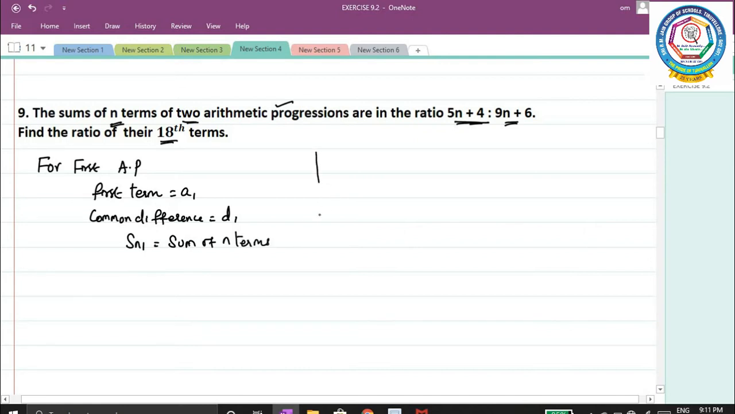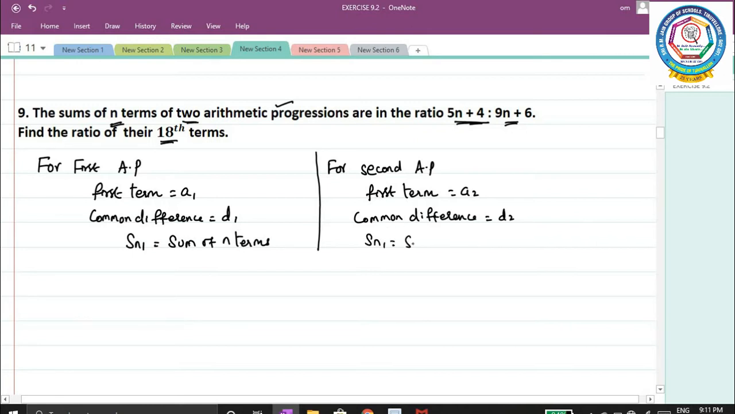Next, for the second AP, I'm going to take the first term A2, then the common difference D2. Here also I am going to take the same: Sn2 is the sum of n terms.